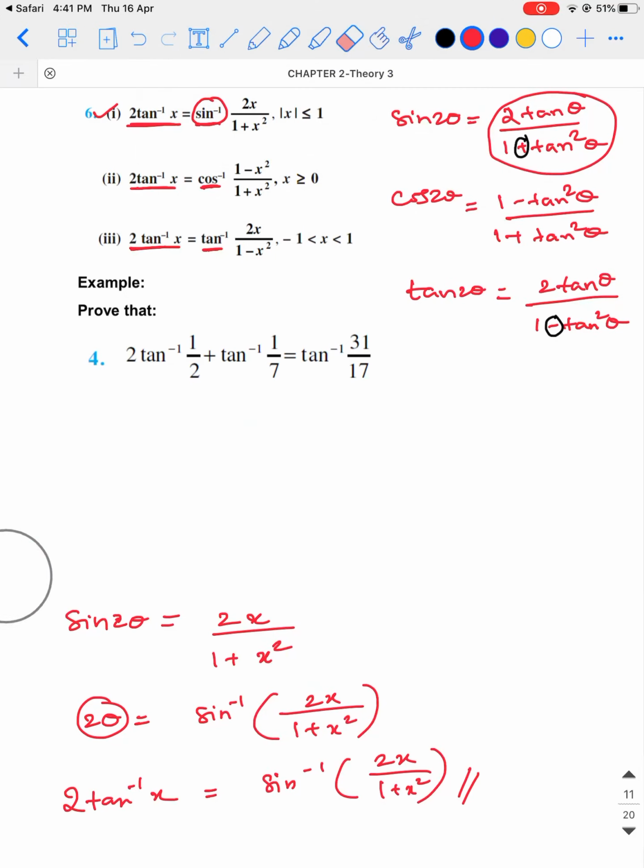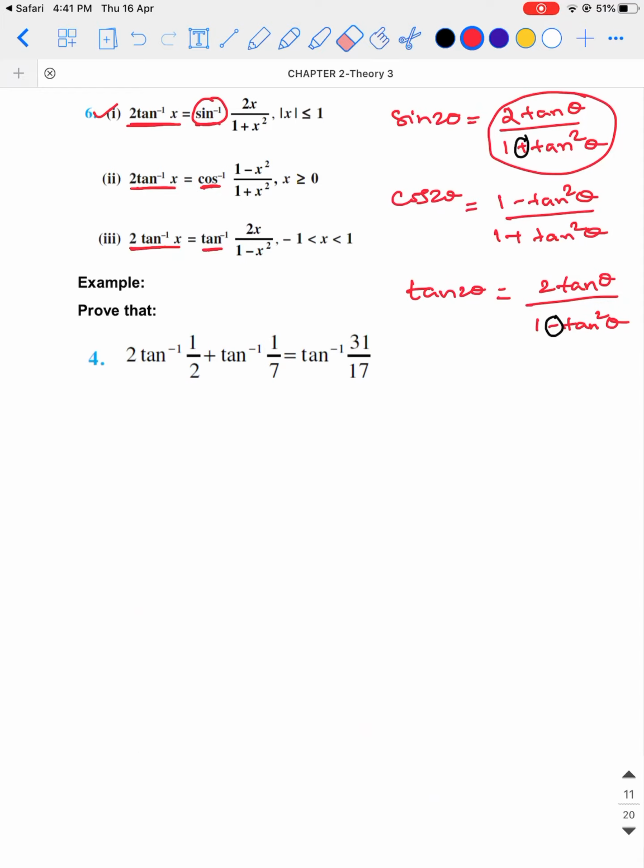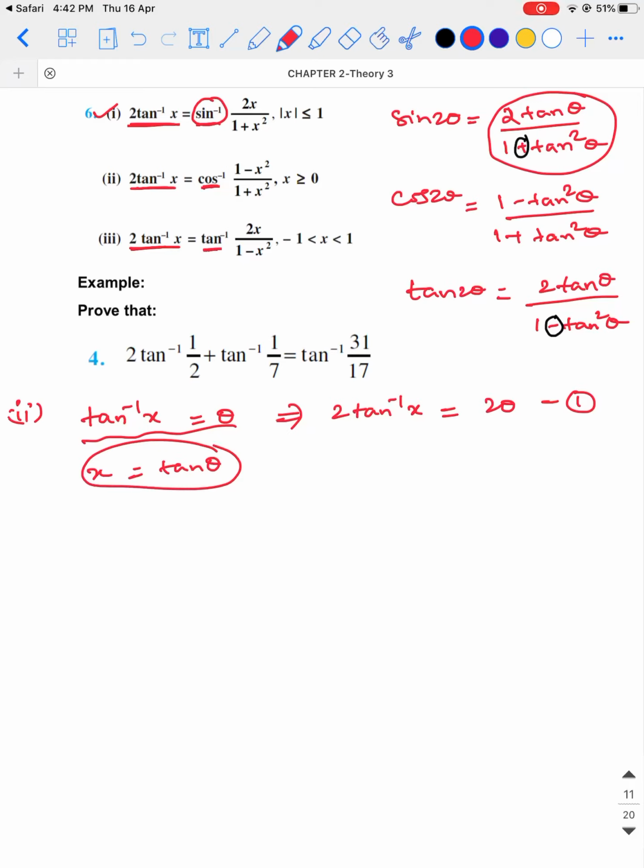for the second identity, the proof is like this. Again the same thing. Let tan inverse x be theta, which implies 2 tan inverse x is equal to 2 theta. Let this be 1. So from this, an important conclusion that can be drawn is x is equal to tan theta. Have this also in your mind.